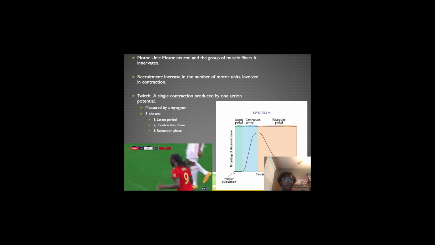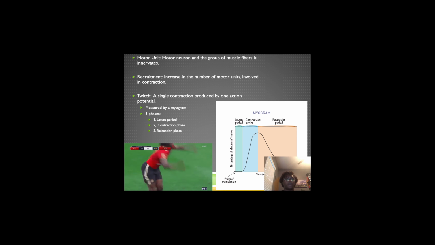And then we have our contraction phase, which is where our calcium ions in the sarcoplasm have bound to the troponin, and the tropomyosin has shifted away from the actin binding sites. So then we have our cross bridges that are being formed. Our sarcomeres are actually shortening to the point where they are reaching their peak potential.